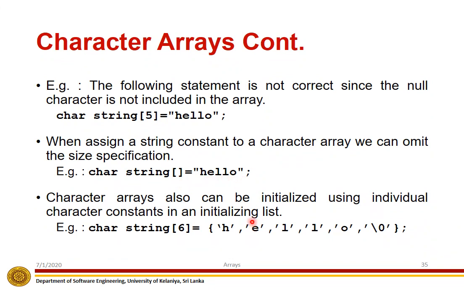Character arrays also can be initialized using individual character constants in an initializing list. In here you can see I have given character by character enclosed by single quotes: H, E, L, L and O. At last we have to give the null character. So this will store in the array string.